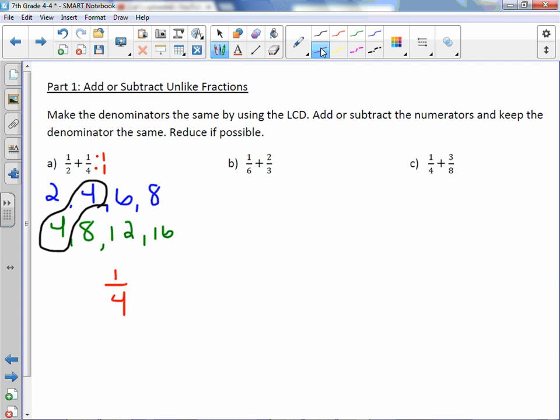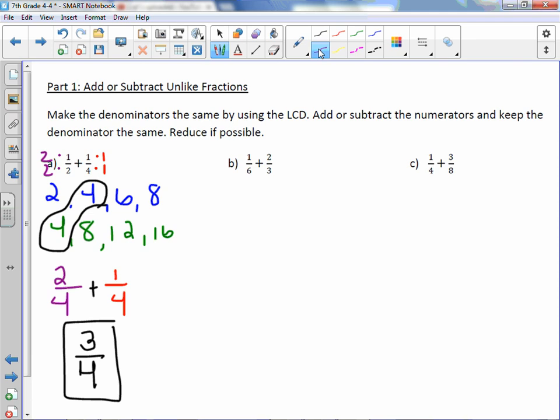With the 1/2, to make the 2 a 4, I need to multiply numerator and denominator by 2, and I would get 2/4. Bring down the plus sign. They're both positive, so I can simply add. 2/4 plus 1/4 is 3/4, and 3/4 is reduced.